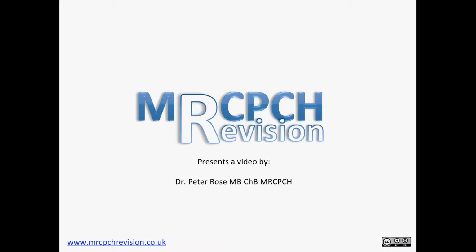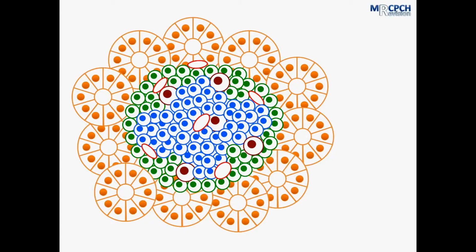Today I'm going to discuss the pathophysiology of type 1 diabetes. So let's begin by taking a look at the pancreas. Now here we have a diagram representing the microscopic structure of the pancreas. On the outside in orange we can see the acini.